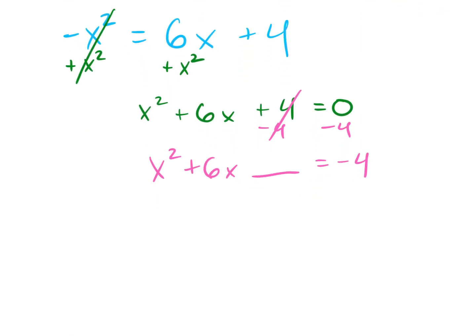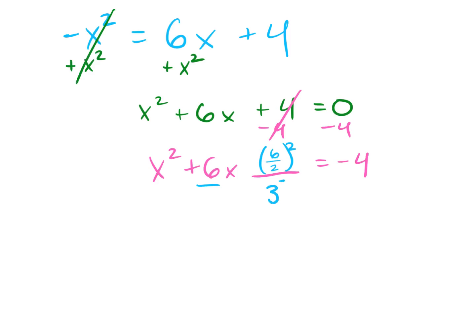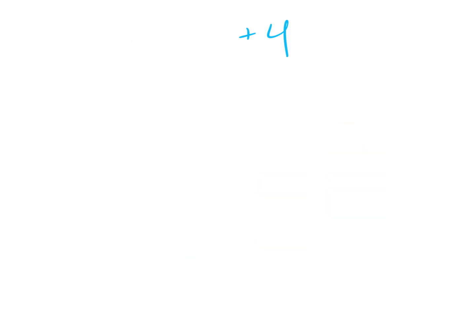So now I have my b over 2 squared. What's my b? 6. 6 over 2 squared. What's 6 over 2? So I have 3 squared, and what's 3 squared? 9. So I'm adding 9. What else do I need to do? Add it to the other side too. So what's going to go in my parentheses squared? X plus 3. The two things before we square it. So x plus 3. And then that's equal to, what's -4 plus 9? 5.